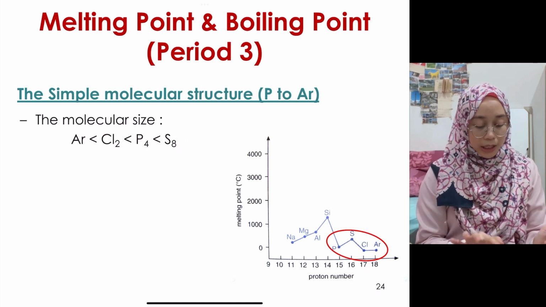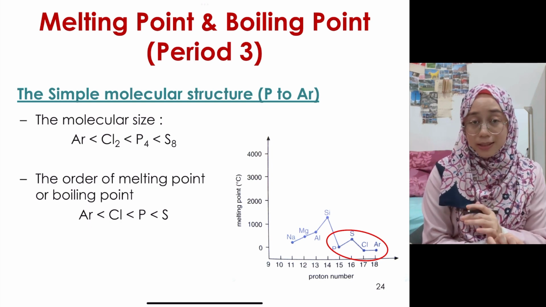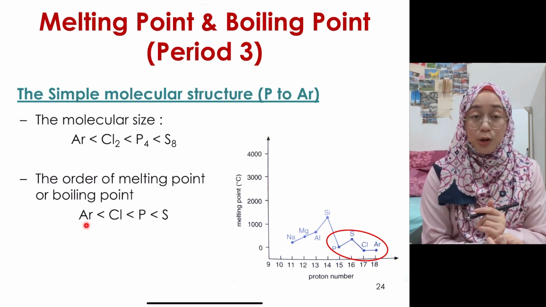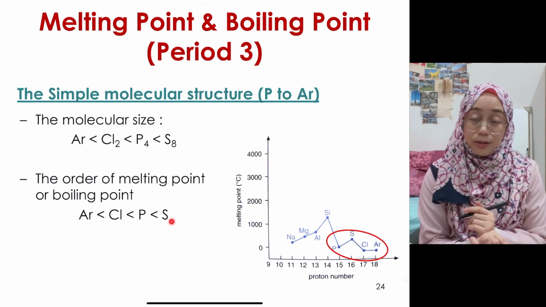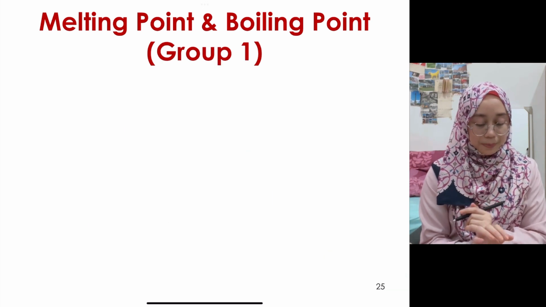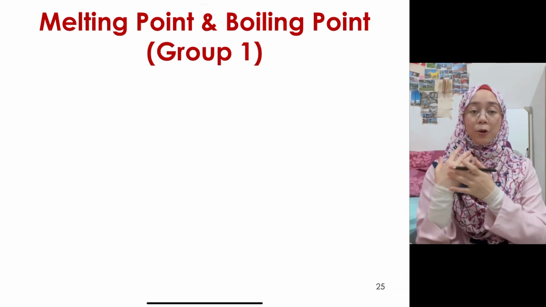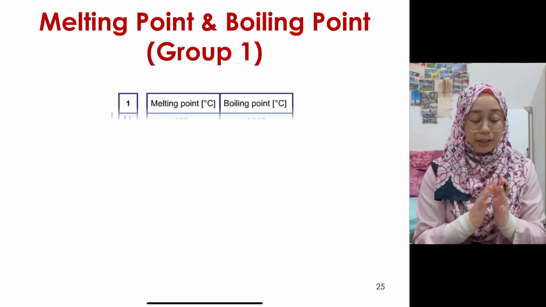Okay, so in terms of order of melting point dengan boiling point, so argon has the lowest melting boiling point, and yang paling besar adalah untuk sulfur lah. Okay, so yang ni ada kaitan dengan van der Waals forces dia. Okay, so now kita tengok kepada group 1. Okay, so group 1 consists of metal je kan class? Group 1 consists of metal sahaja.